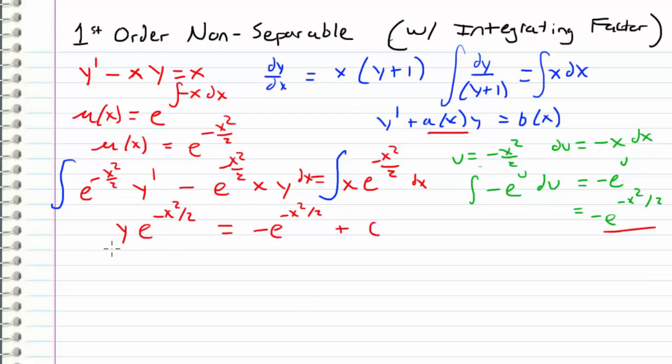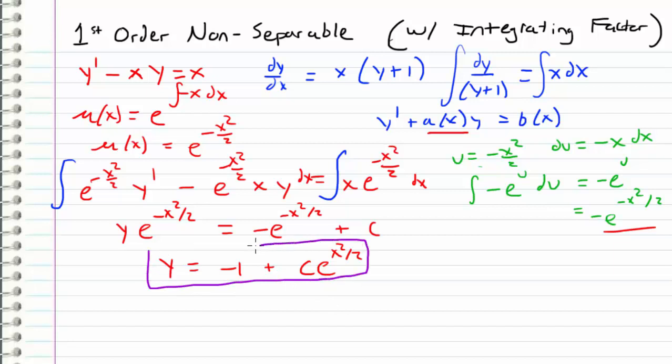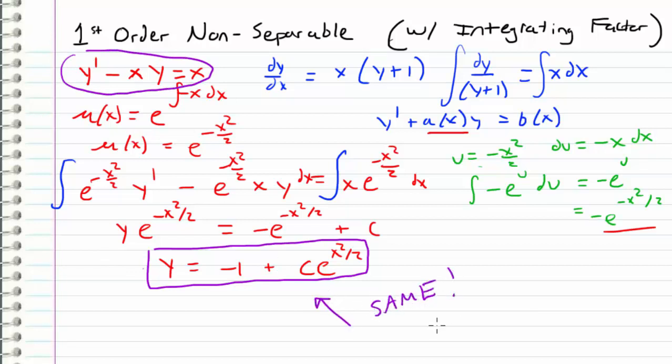And now all we have to do is divide both sides by e to the negative x squared over 2. So when I do that, I get y is equal to negative 1 plus c e to the x squared over 2, where the negative goes away because it flips up from the denominator. So this right here is our answer to the solution of this differential equation. And recall that this is the same solution that we got whenever we solved this using the separation of variables like up here.